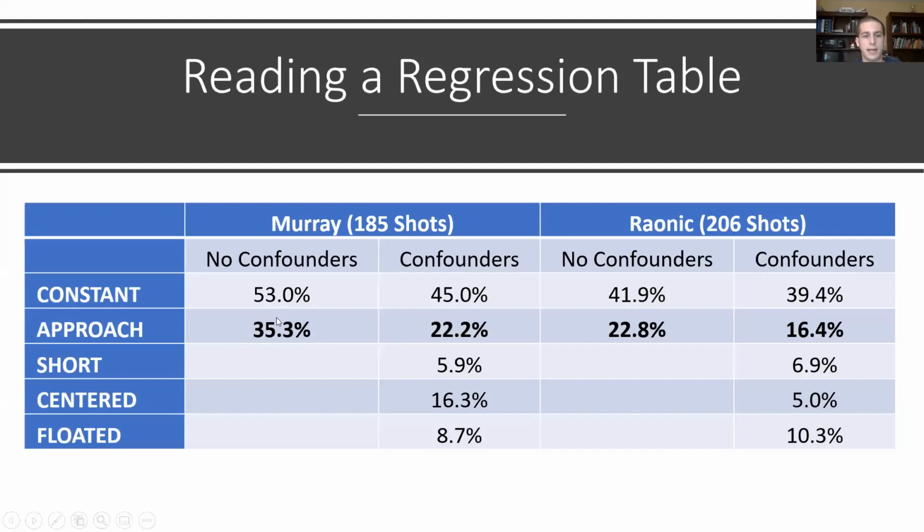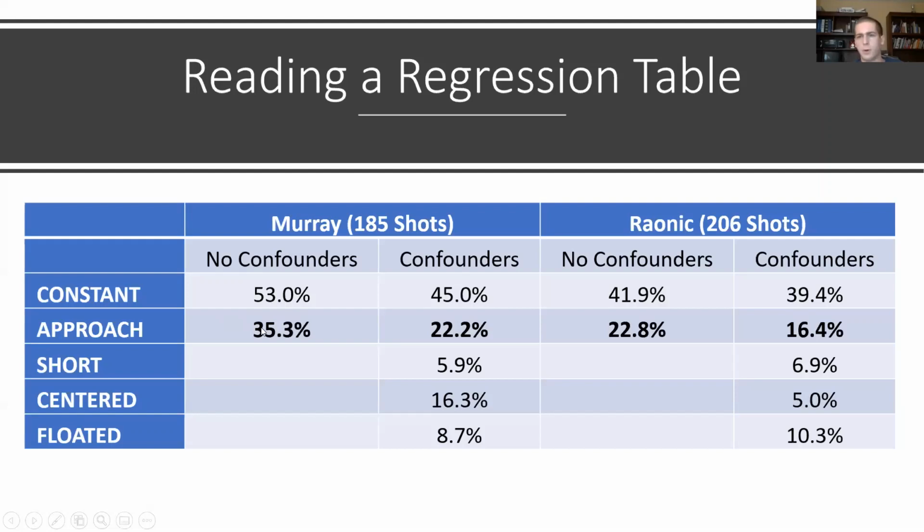So all it means is that if you want to figure out what Murray's win probability was when he approached the net, just add these two numbers. Just add 53% and 35.3%. So Murray's win probability at net was 88.3%. His win probability staying back was 53%. His win probability approaching the net was 88.3%.